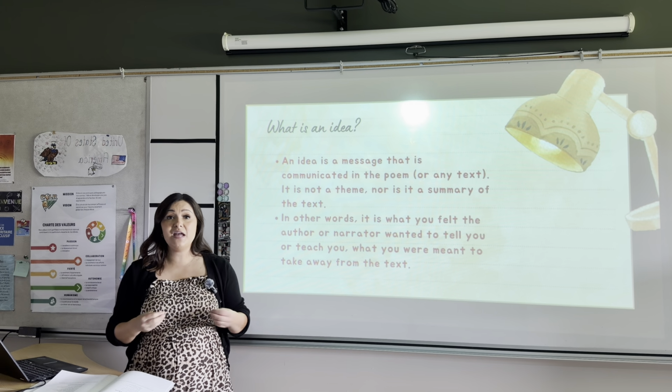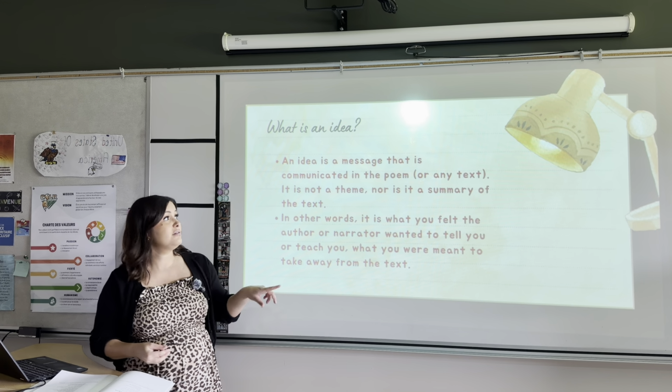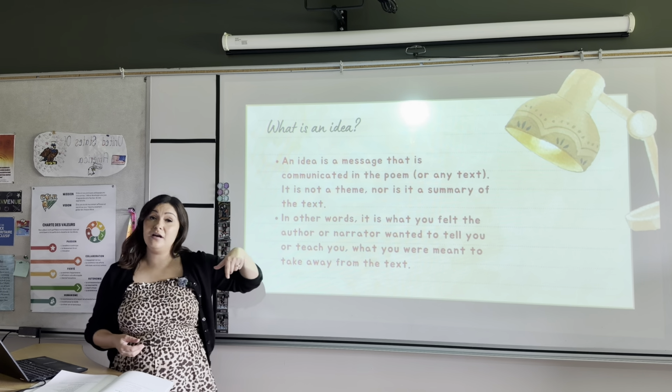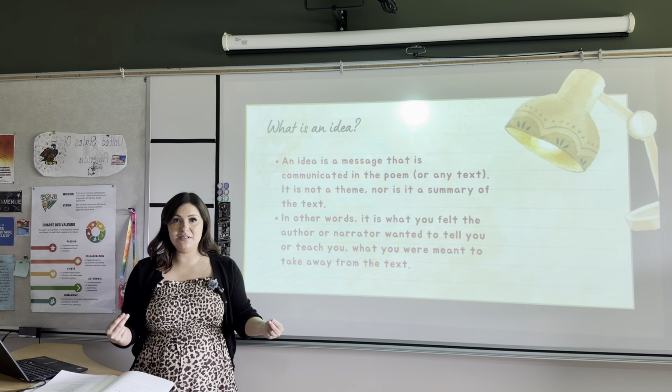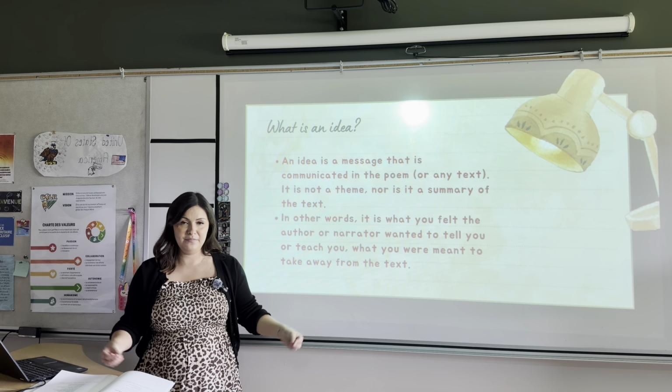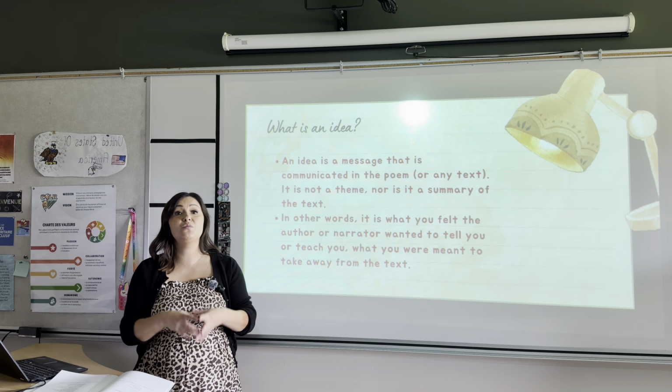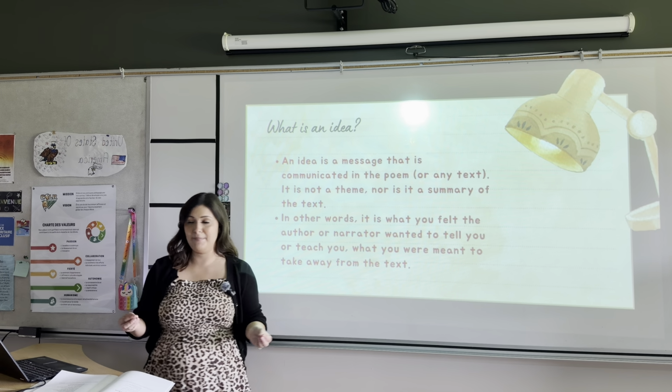So it's always going to be a statement. It's not going to be one word because that would be a theme. And it's not going to be a paragraph because that's probably closer to a summary. It's one statement. It is about this thing. This is what they're telling me. This is what I've been taught as a lesson. Okay?